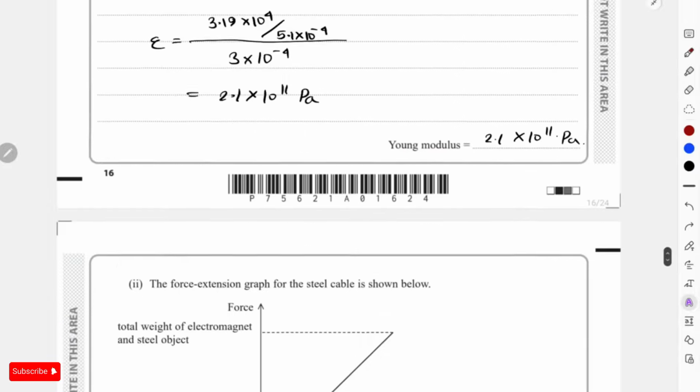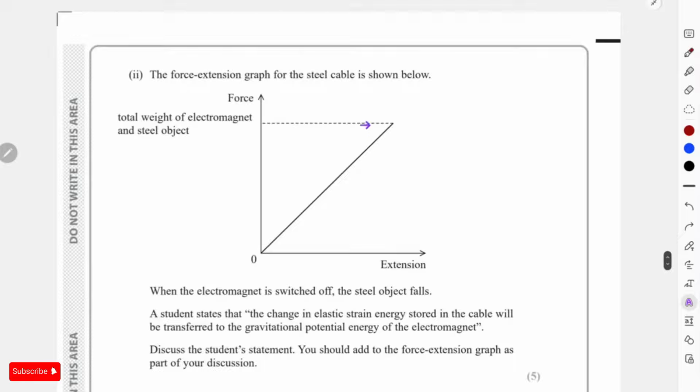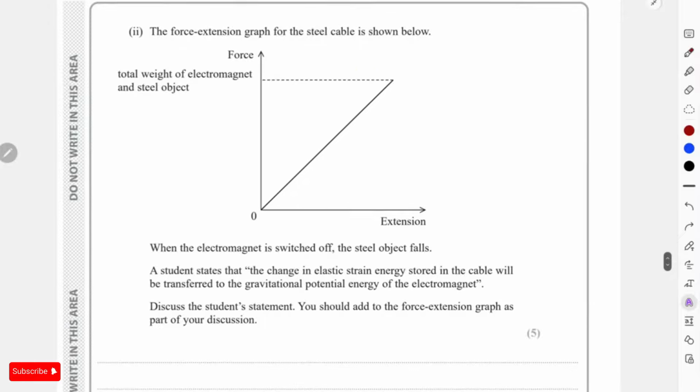So now if I go back to this diagram, we have to break down this entire graph into three sections. Okay, so I'll just draw the three sections very quickly. Obviously we have to draw the edge, right, to make it a complete triangle. Then again, over here it says that this was the total weight of the electromagnet and the object, right? So we will draw a line over here and a line like this.